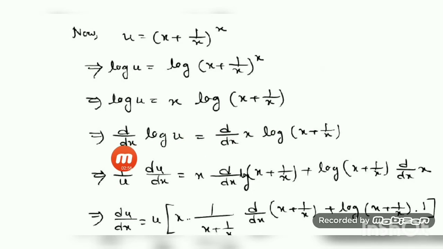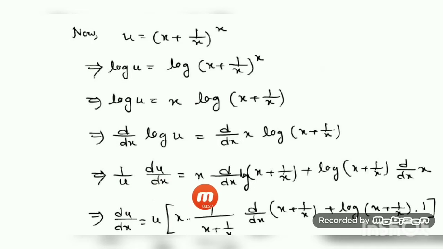So let us take the derivative on both sides with respect to x. d/dx of log u is equal to d/dx of x times log(x + 1/x). That means we are taking log on both sides. Then here I can use the chain rule, thinking of u as x. We can use the log x formula, and d/dx of log x is 1/x. So here you will get 1/u times the derivative of u with respect to x. So the left side is completed.